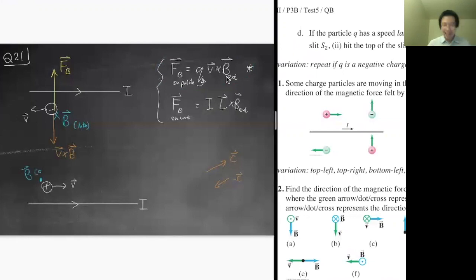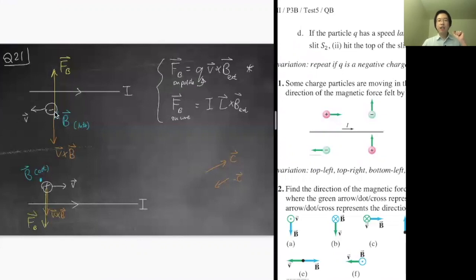Let's use our right hand again. Right hand pointing to the right of the screen, and you want to wrap your fingers out of the page, right? V cross B. Which way is V cross B pointing? I'm going to hurt myself unless I twist it this way. So you want to wrap your hand out of the screen, and I got my thumb pointing downwards. So I have V cross B pointing downwards, and this is a positive charge. That means F is directly proportional to the V cross B direction, like that.